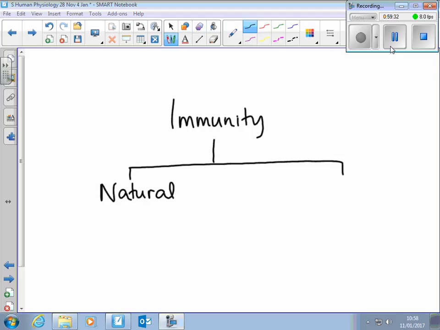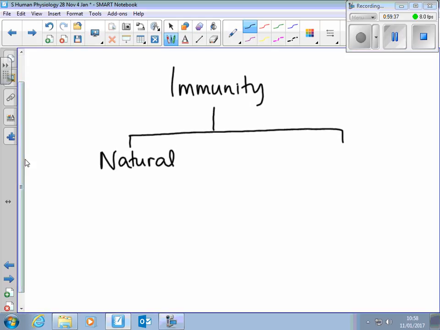So a natural process involves the body responding to an infection, perhaps. Artificial would be getting the body to respond to something that's not actually an infection. So within each of those, we've now got two other categories. And on both sides, it will be an active form of immunity where the body is actually doing something, or a passive form where the body is just given something to make it immune.